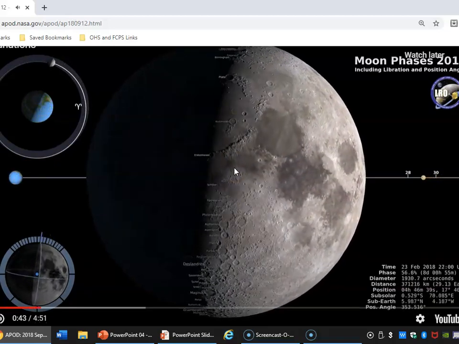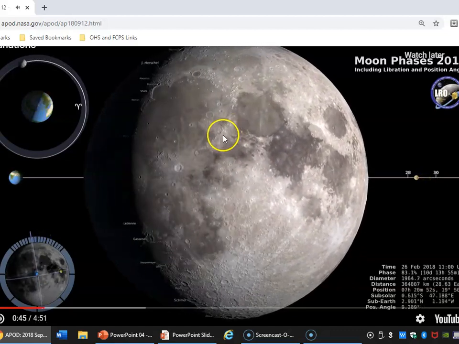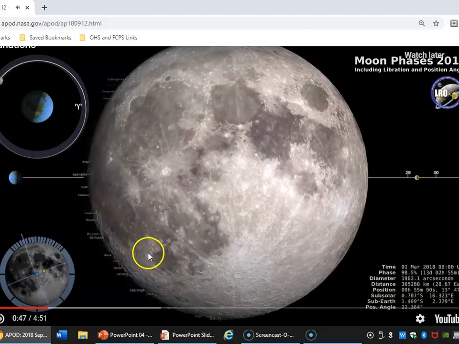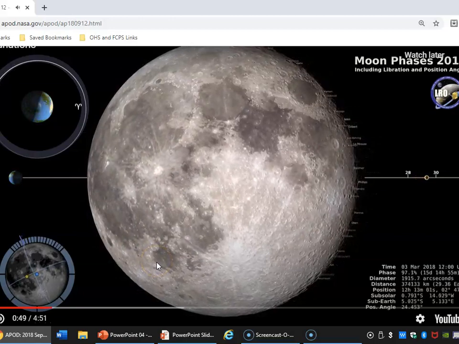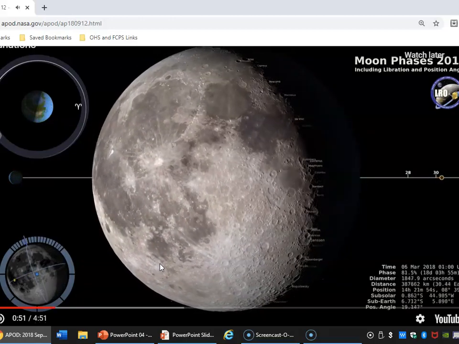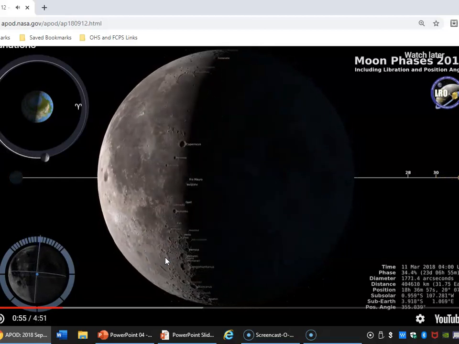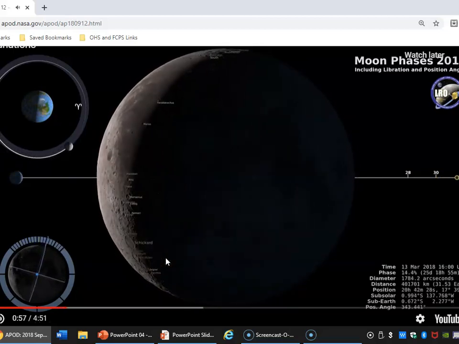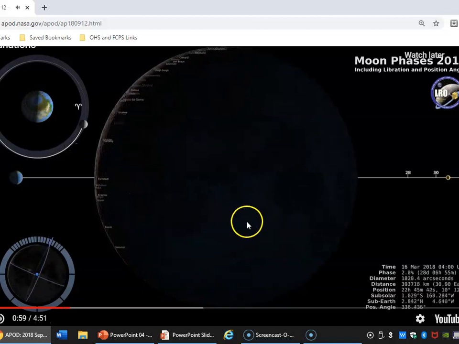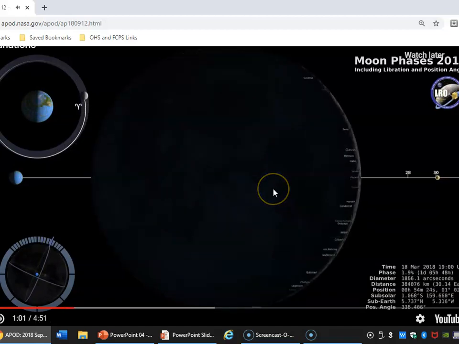And again, notice that you don't always see exactly the same face. It's pretty close to the same face, and it would be exactly the same face if our moon's orbit around Earth was a perfect circle. But because it's not a perfect circle, there's kind of this wobble, which we call libration.